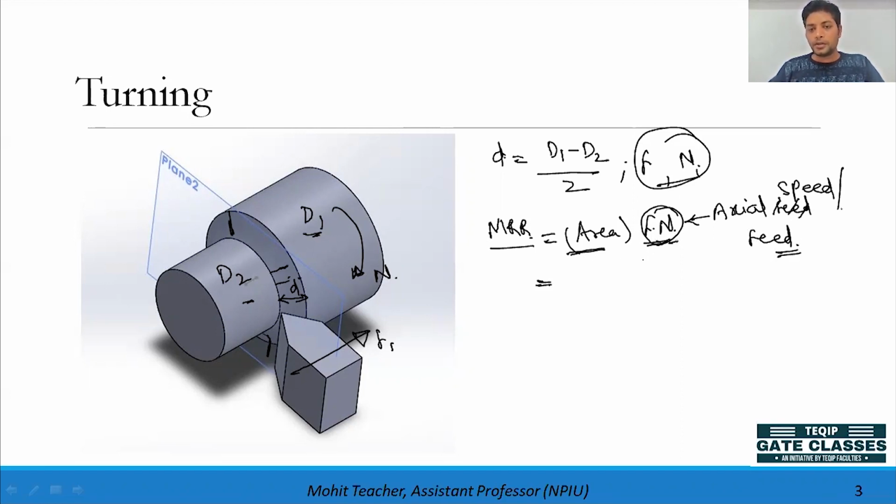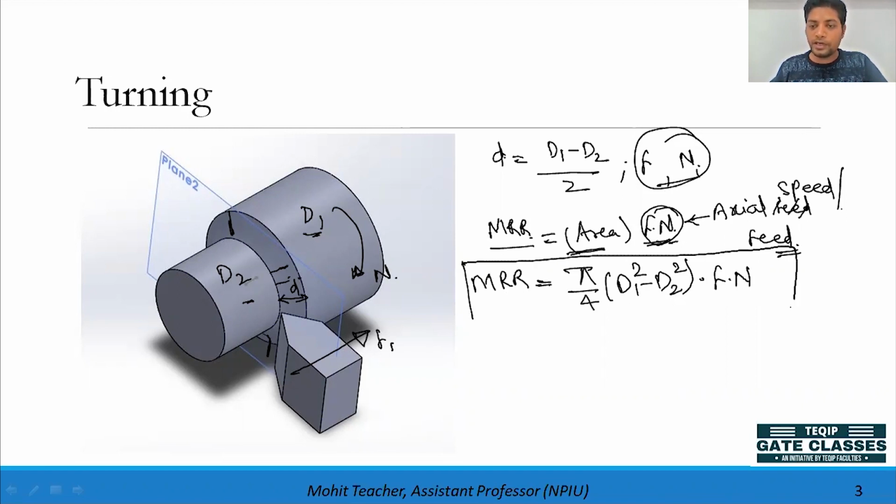So what is this area, how much area has been removed from this surface? Initially it was pi by 4 D1 squared, but that is not removed completely. Still pi by 4 D2 squared remains. So pi by 4 into (D1 squared minus D2 squared) is the area that has been removed, into f into N. So this is MRR. This is very important.